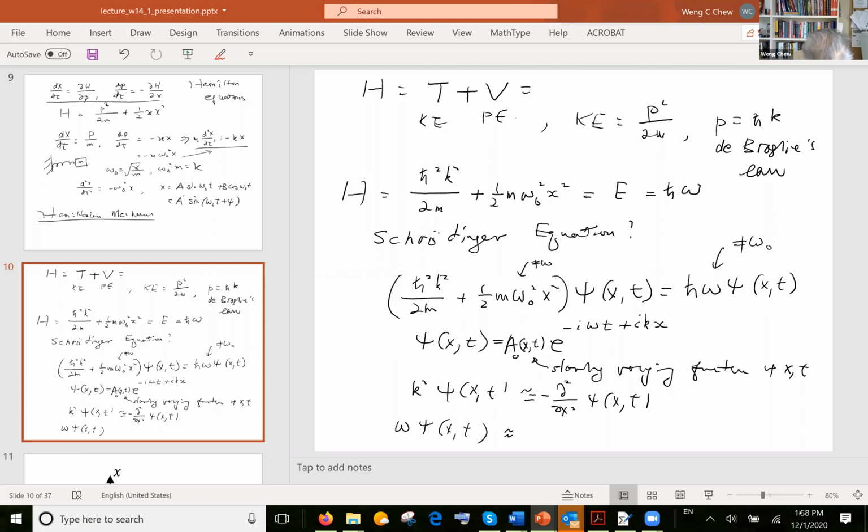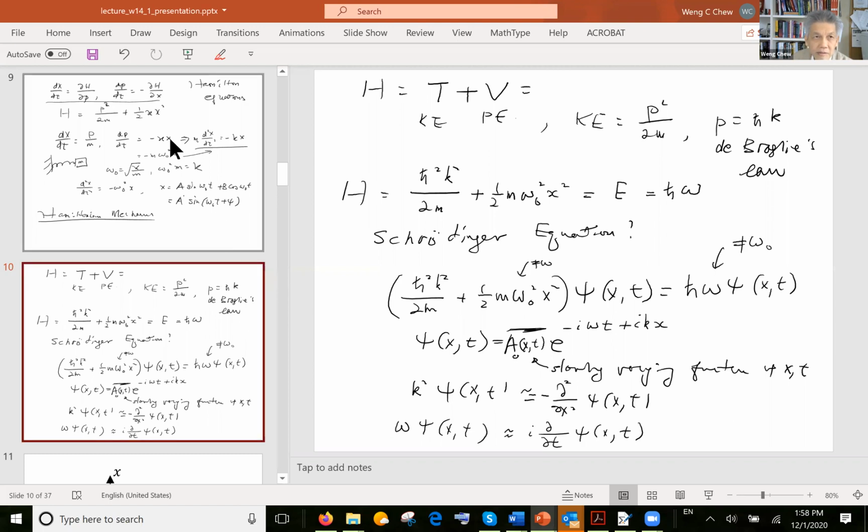is roughly equal to partial t I psi xt. Can you see that? Okay. If I assume that the envelope is slowly varying, this part is slowly varying, and if you were to substitute these equations back there, I would see that my k squared is similar to partial square, partial x squared. My omega is similar to first derivative in time. And then I can convert this equation into a partial differential equation.